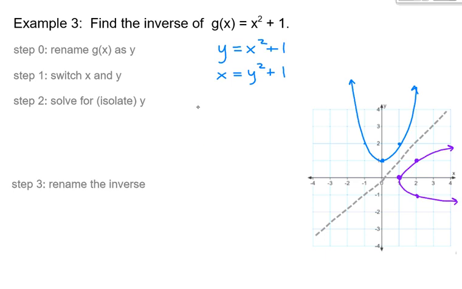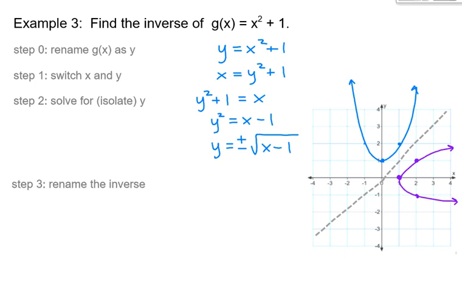And again, if you like, just rearrange your equation to put the y terms on the left if you like that better. And let's subtract 1 from both sides, and then let's square root both sides. And remember, when you're square rooting, you do need plus or minus in front of the radical. I'm actually going to pause before I do step 3.